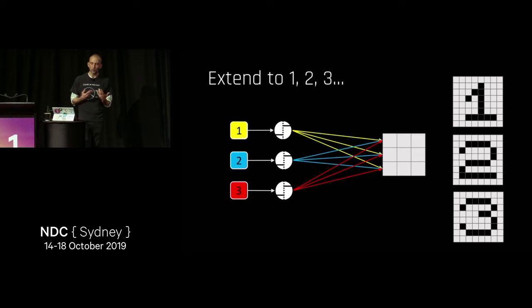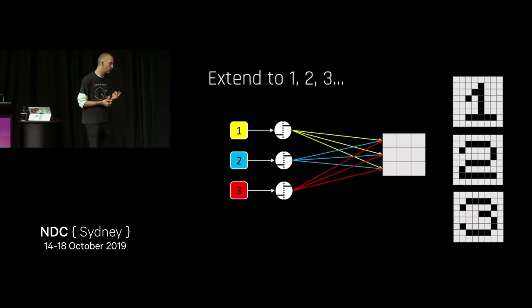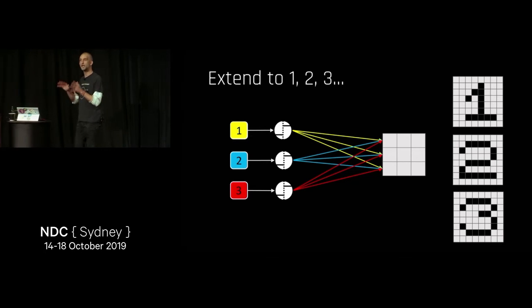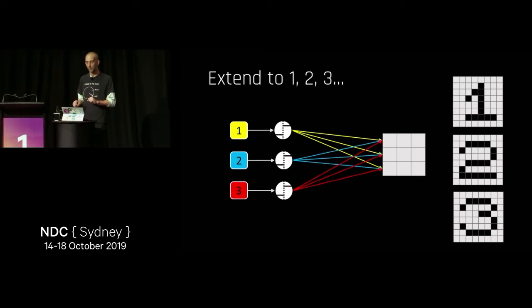I'm not going to insult your intelligence. You could see how this would be very easy to extend to represent a 1, a 2, a 3, an 8, an emoji. You can use that pattern to represent any image you could possibly want.